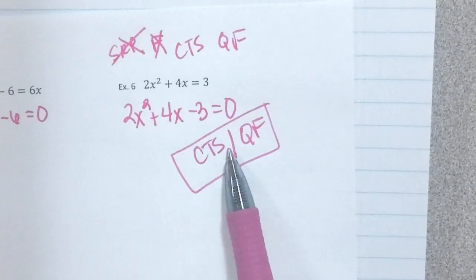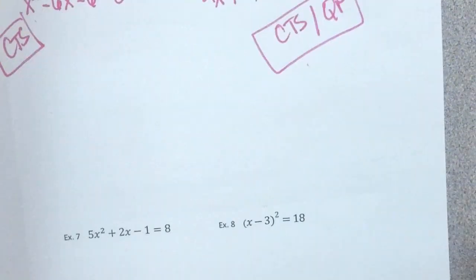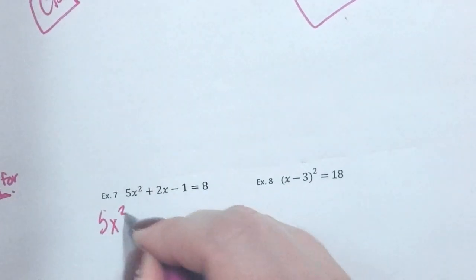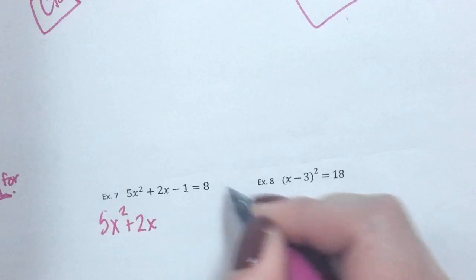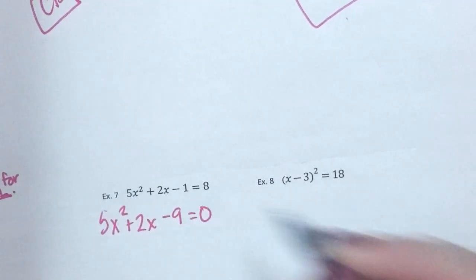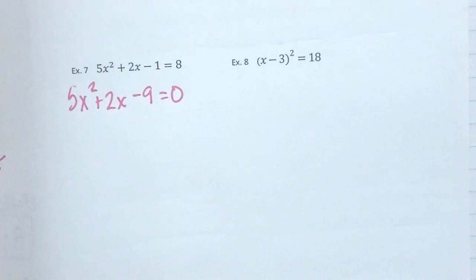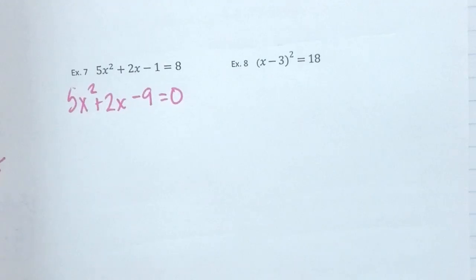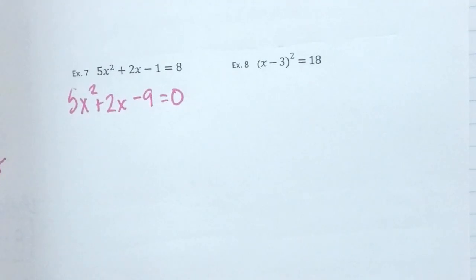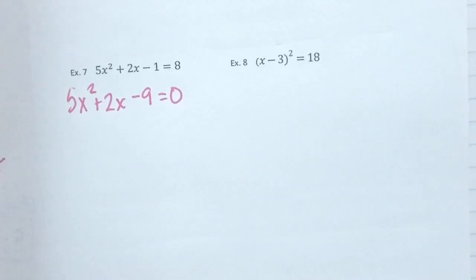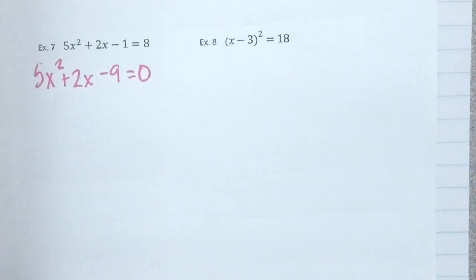Because that's not terrible for complete the square, but you could also just do quadratic formula. Okay, example 7. Let me get that in standard form. Minus 8, so that'll be minus 9 equals 0. If I run the discriminant on that one, b squared is 2 squared minus 4 times 5 times negative 9. Okay, so for this one, the discriminant is 184, and if I need to find out if that's a perfect square, I just square root it.